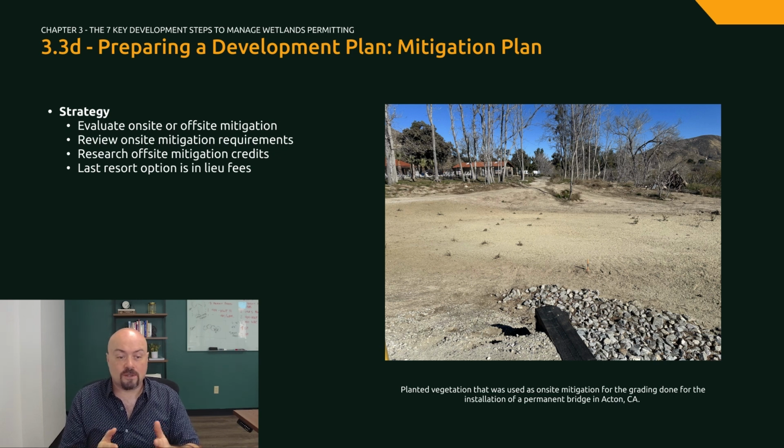On-site mitigation is a great option, but agencies are often skeptical that permittees will be successful and often require more than 1 acre of mitigation per acre of impact, sometimes as high as 5 acres to 1, as well as very stringent monitoring requirements for up to 5 to 10 years after installation.